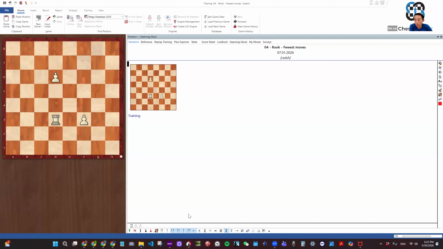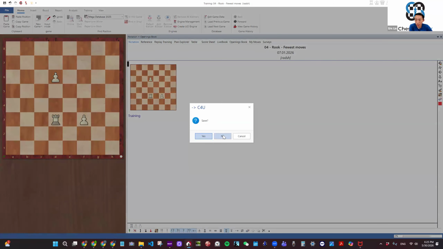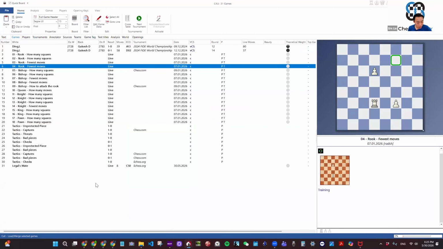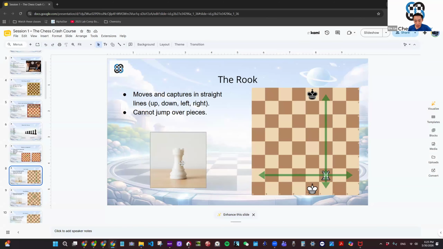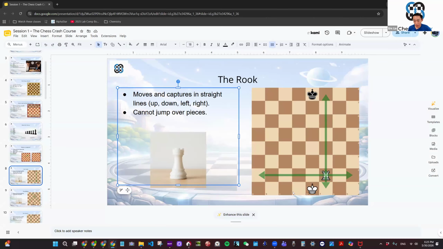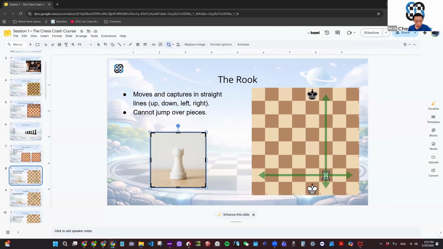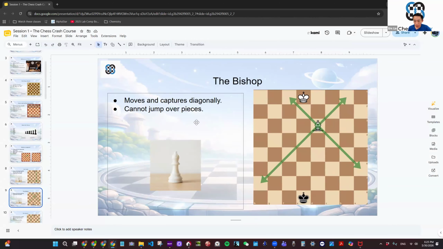That one was a little tricky, but that's okay, because we're just getting started. That's only the first chess piece. Let's move on to the next one.